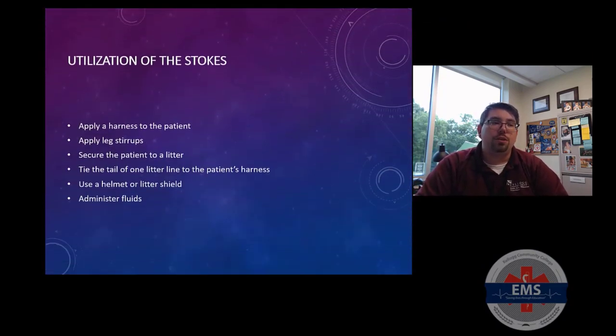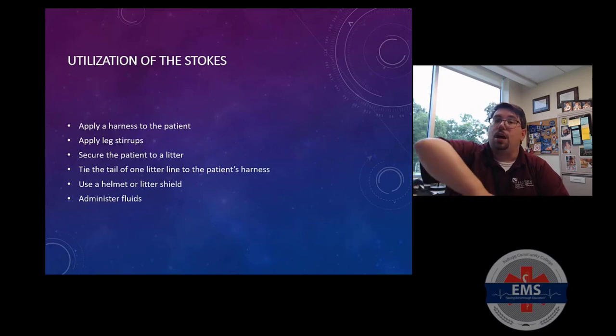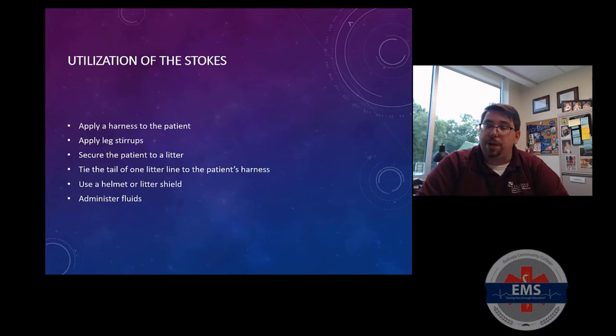When we utilize the Stokes, again, we want to apply the harness to the patient and make sure that we're going to utilize the leg stirrups, which allow for them to be raised up if they need to. We're going to make sure the patient is properly secured to the litter. We're going to tie the tail of the litter to the line on the patient's harness, so in case something were to happen, there's a secondary catch. And then we need to make sure that the patient has a helmet on or some type of shield-like covering for the Stokes basket or the litter altogether. And again, we can still administer fluids to our patient as this is happening, but it's going to have to be pre-planned in order for that to be effective.